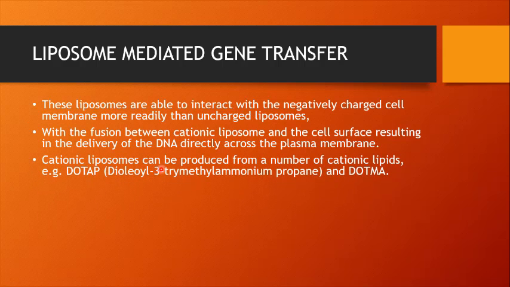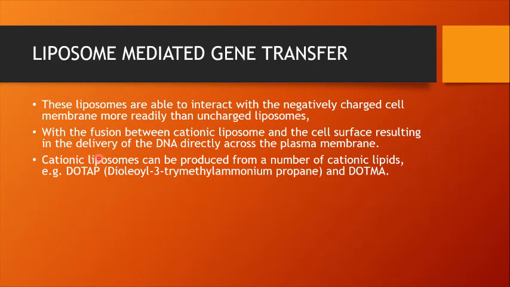So cationic liposomes can be produced from a number of cationic lipids. There are certain chemicals, by the use of which we can make the cationic liposomes. To make the cationic liposomes, mainly we use two types of molecule, DOTAP or DOTMA. So what is DOTAP? It is dioleoyl trimethylammonium propane. This is the chemical. DOTMA is also another chemical which is used to make the liposomes cationic or positively charged.